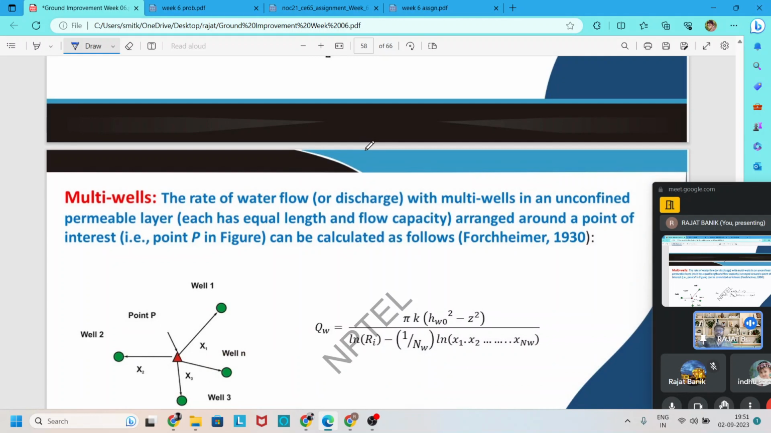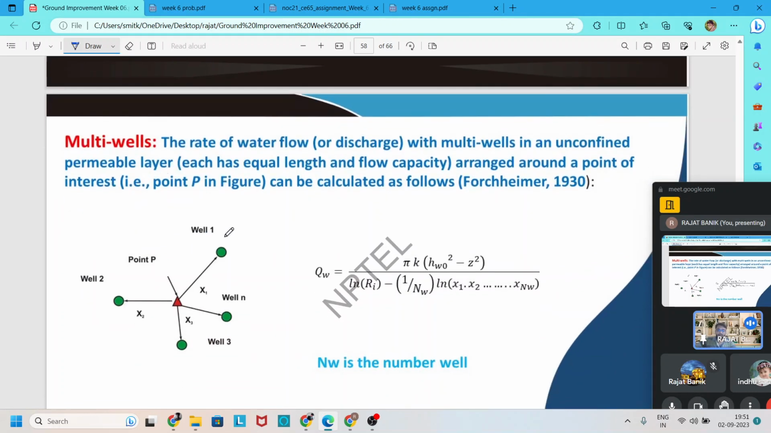And now the multi-well points. Previously we discussed the unconfined aquifer and confined aquifer for a single well point. If we apply this formula for multi-well points, that means here, here, here, we need to find out how much water is required to be pumped out for this region.